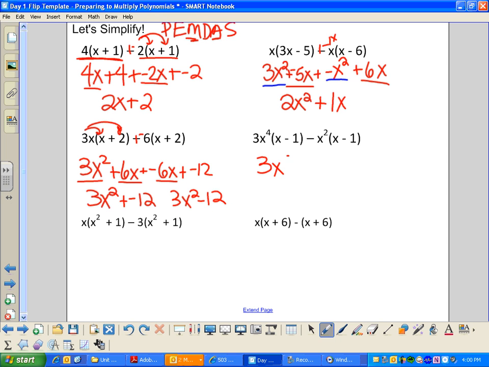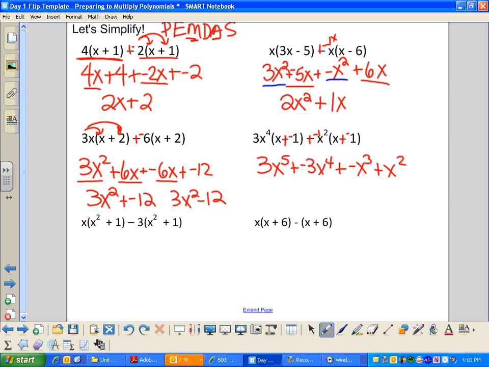3x to the 5th power. 3x to the 4th times x is 3x to the 5th. Plus negative 3x to the 4th. Negative 1x squared times x, negative x to the 3rd power. It's a lot of negatives here. Negative 1x squared times negative 1 is x squared. Good. Is there anything I can combine there? Nope, looks good.